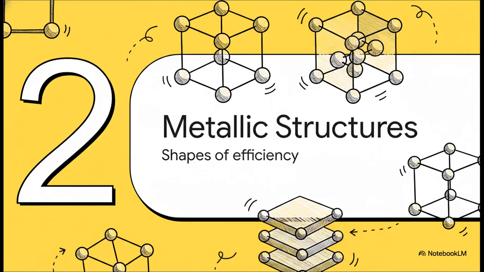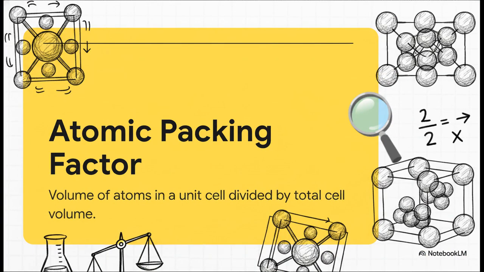Moving right along to Section 2, Metallic Crystal Structures. Now, before we start looking at the actual shapes, we need to quickly define the rules of the game. When evaluating a crystal structure, material scientists rely on two absolutely key metrics. The first one is the coordination number. Simply put, this is just the number of nearest neighbor or touching atoms that surround any single atom in the structure. The higher the number, the more crowded the neighborhood is.